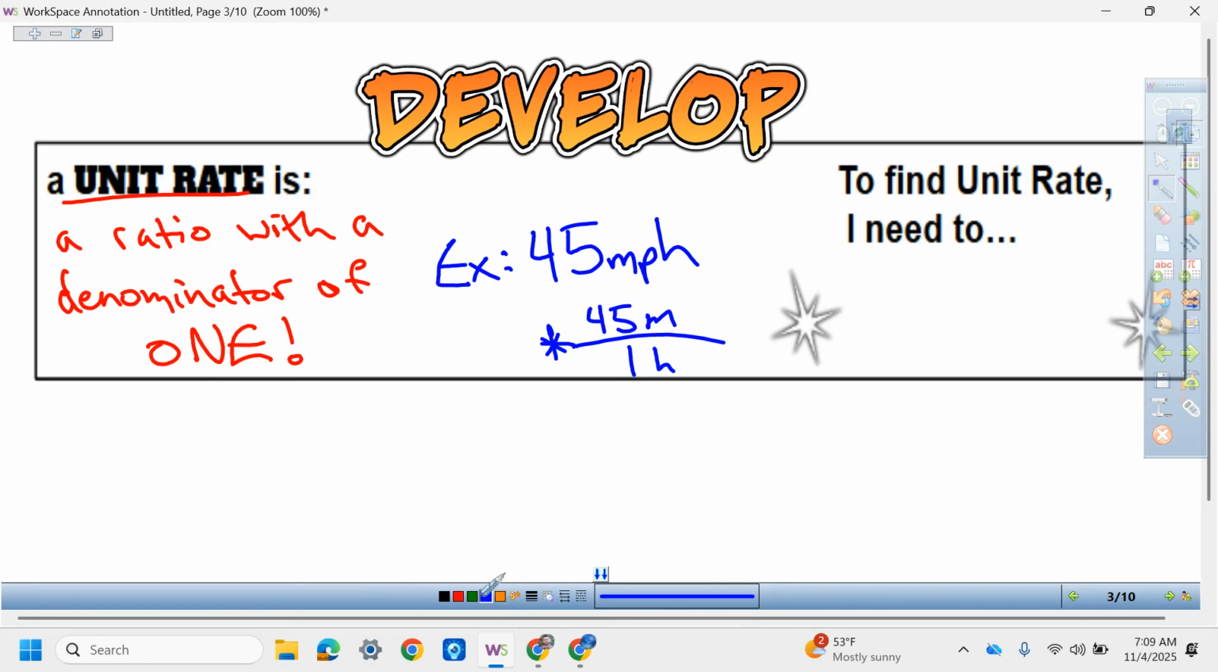Now, what's important for you, in order to find the unit rate, I'd put some highlights in these stars, highlight this box. To find unit rate, we need to divide.